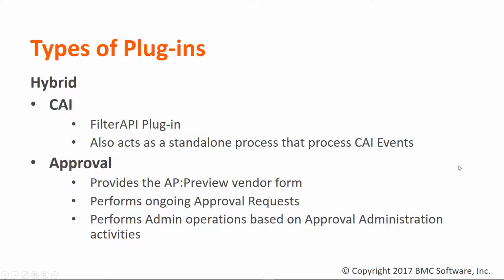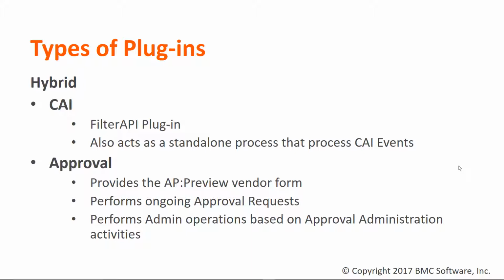There's one other type of plugin that I thought I'd mention, and that's a hybrid. This is not a specific type of plugin. It's just that some plugins that come with our out-of-the-box applications ship as a particular type of plugin, but that has some extra functionality. For example, the CAI plugin is a filter API plugin. And so there are functions that are called from a filter using the filter API command, and they're called the CAI plugin. But CAI does more than that.